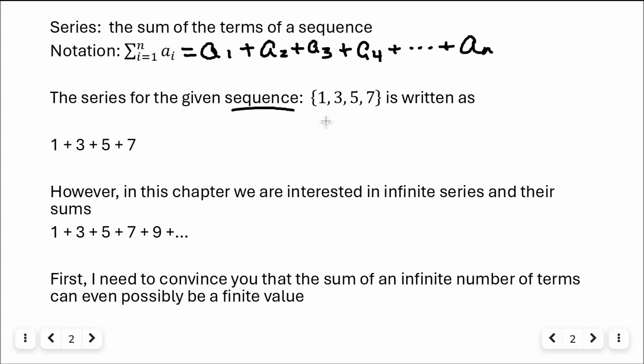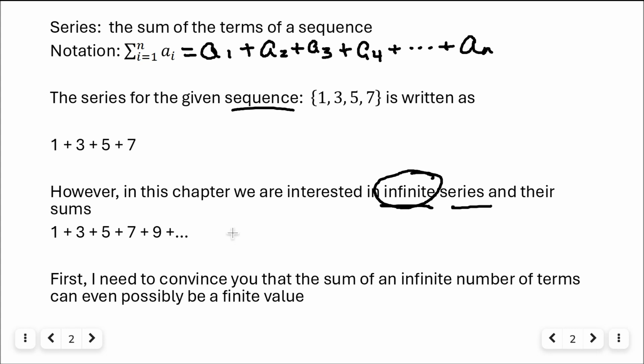All right. Now, what we're actually most interested in this chapter are what are called infinite series and their sums. So, for example, if I were to take this sequence and expand it a little bit, and I were to write 1 plus 3 plus 5 plus 7 plus 9, that's a series, but if I were to continue to do that forever, it's an infinite series. Okay? The question is, what is the sum of that series if I were to add all of these terms up? All right, that's what we want to try to determine.